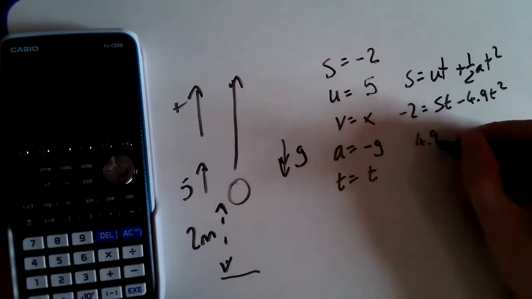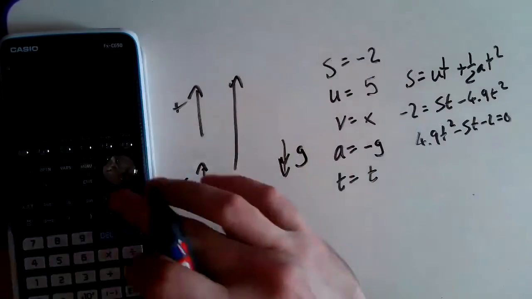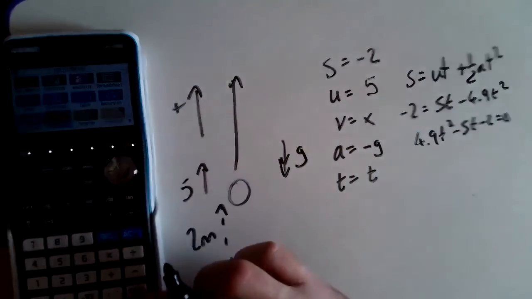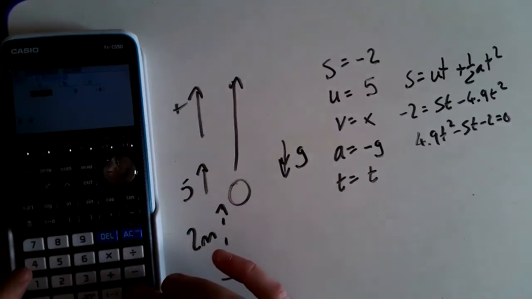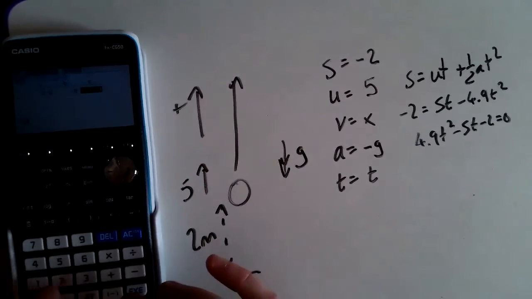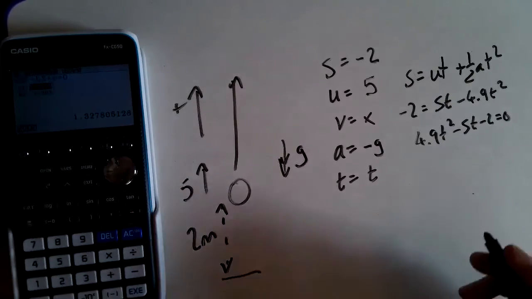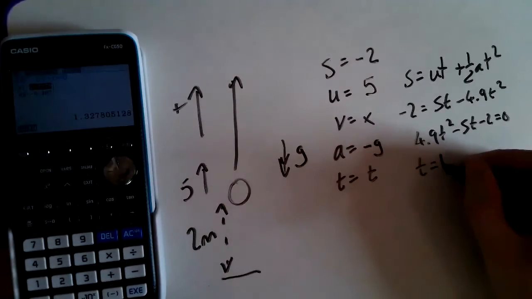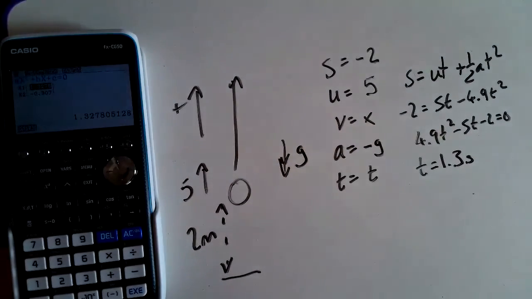Take it over to one side, 4.9 t squared, minus 5t, minus 2 is equal to 0. Stick me a calculator. 4.9, minus 5, minus 2. So you get two answers. One's positive, one's negative. You can't have negative time, so choose the positive one. Two significant figures, 1.3 seconds.